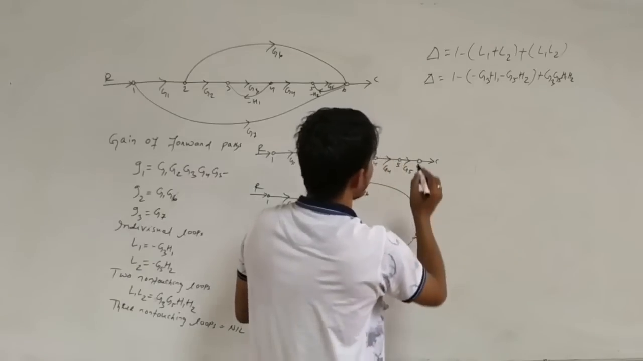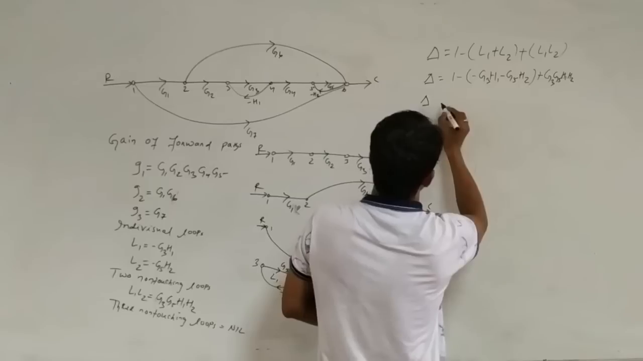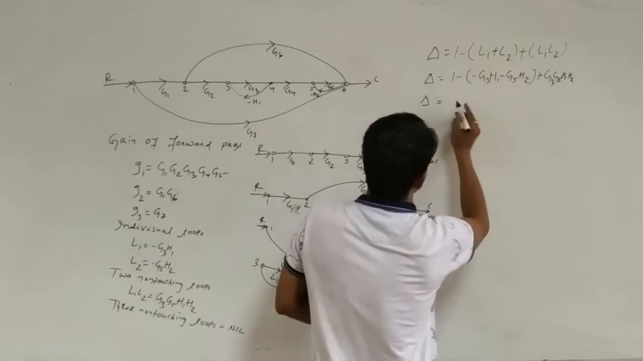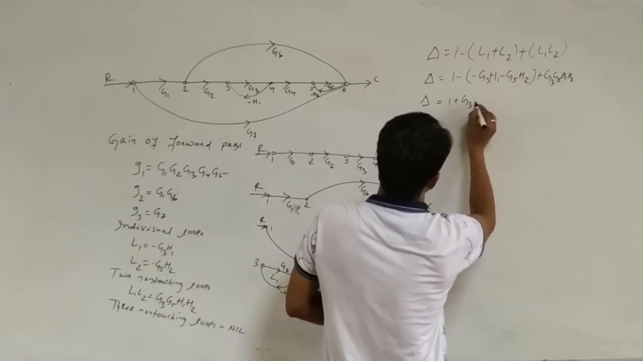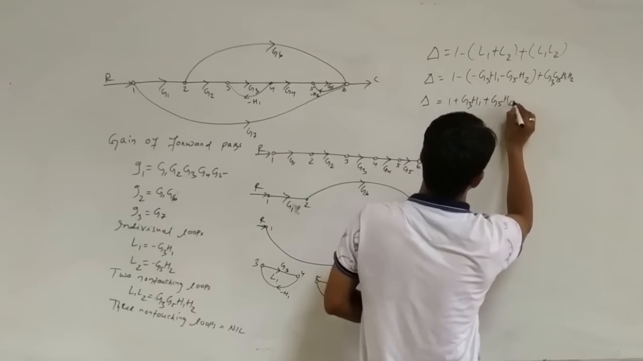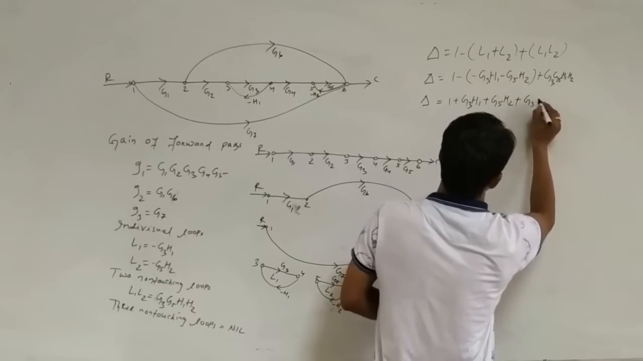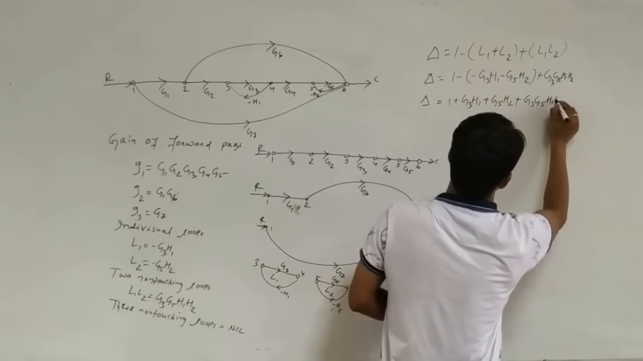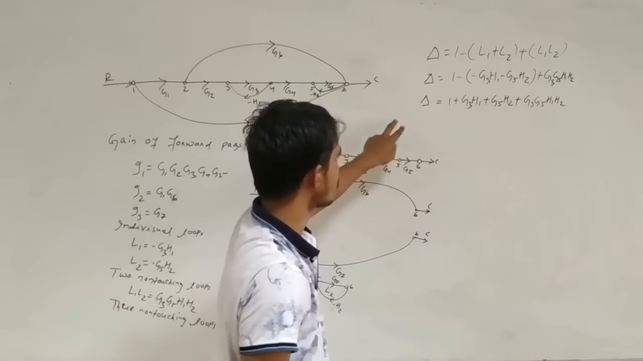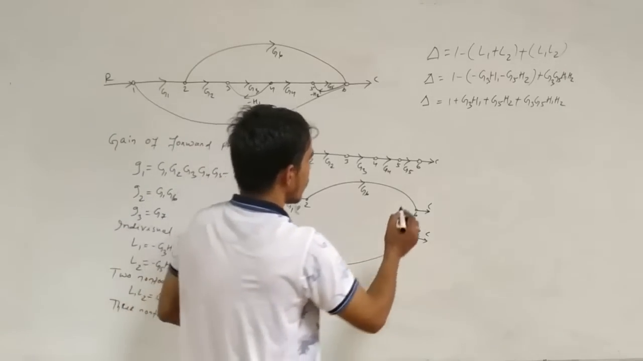Okay, so delta equals what? 1 plus G3 H1 plus G5 H2 plus G3 G5 H1 H2. Okay, now we have to find delta 1. Delta 1 is what?